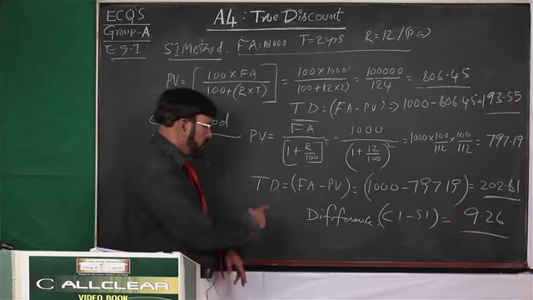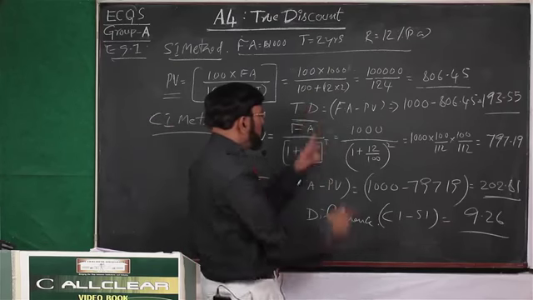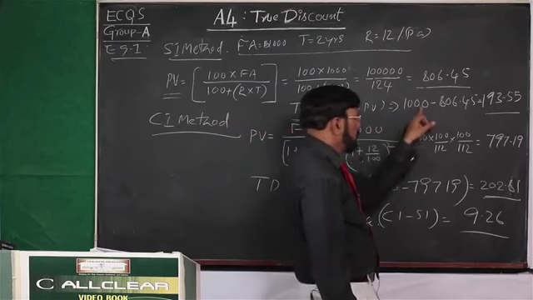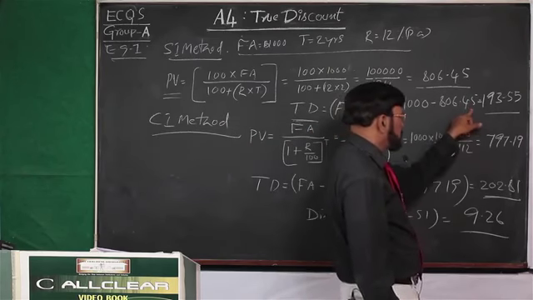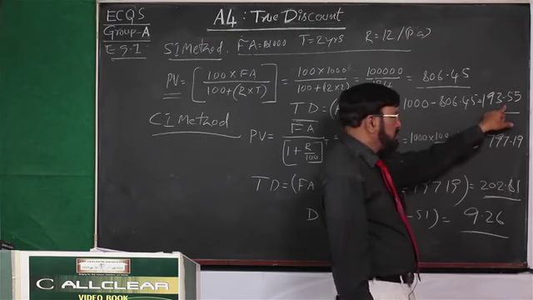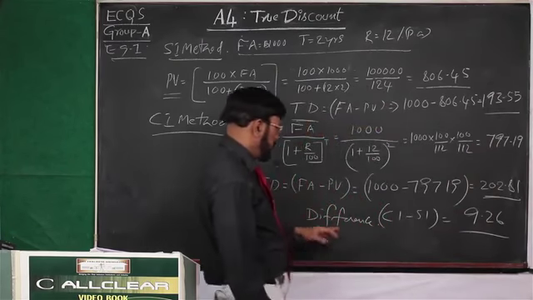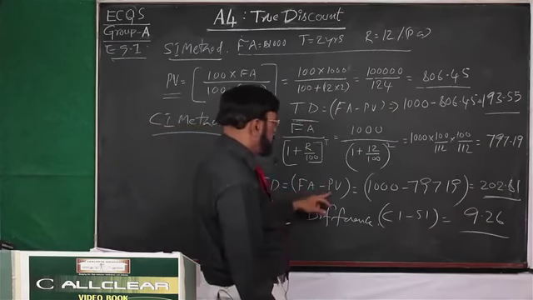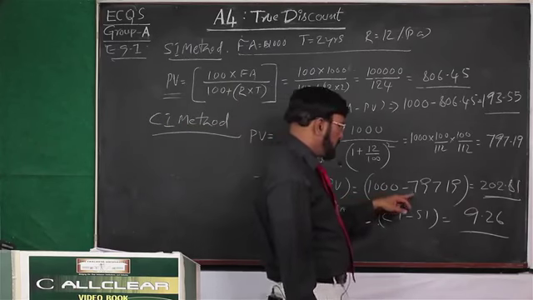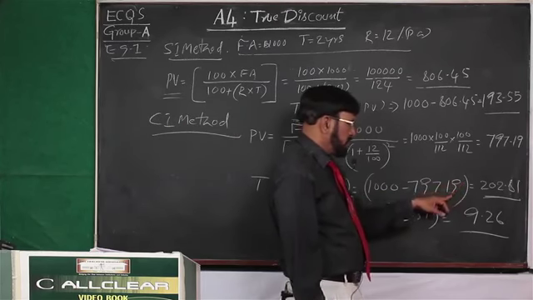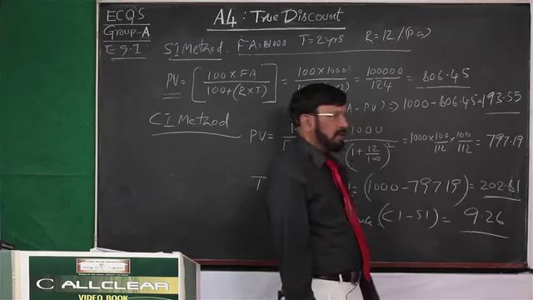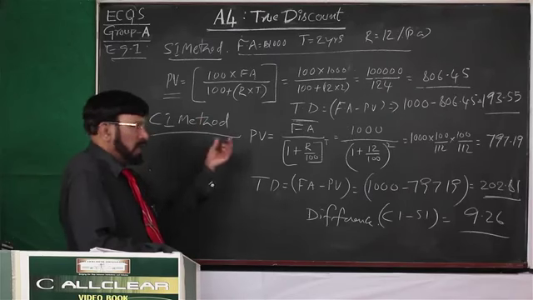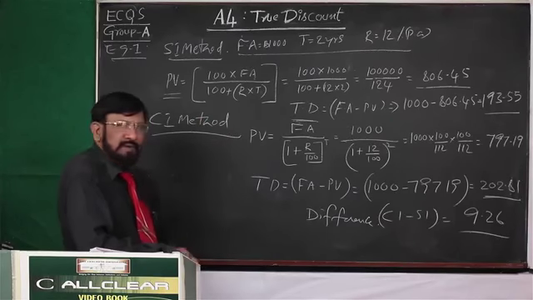So now TD is equal to FA, future amount, minus present value: 1000 minus 806.45 paise is 193 rupees 55 paise. And according to compound interest, the true discount is FA minus PV, 1000 minus 797.19 paise, 202 rupees 81 paise. So in this way simply you can use the formula and calculate present value as well as true discount.